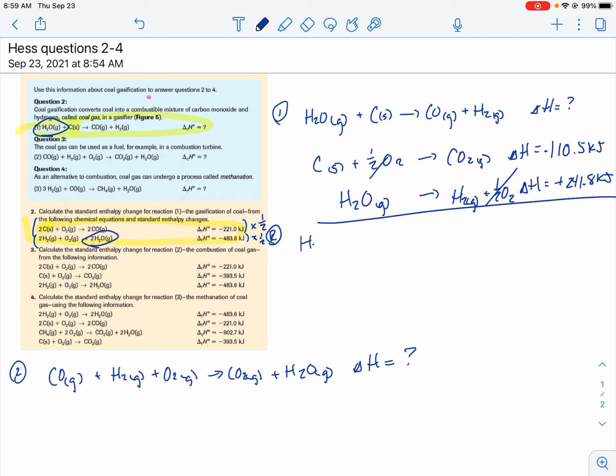So I'm left with water vapor and a carbon solid, right, are going to produce carbon dioxide and a hydrogen gas. And the enthalpy is going to be the sum of these two numbers. So I've got negative 110.5 and positive 241.8. So that is going to give me a positive 131.3 kilojoules.